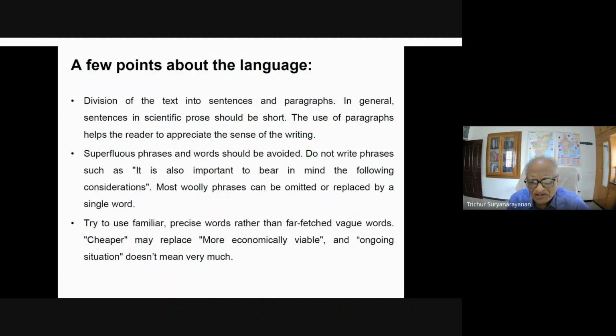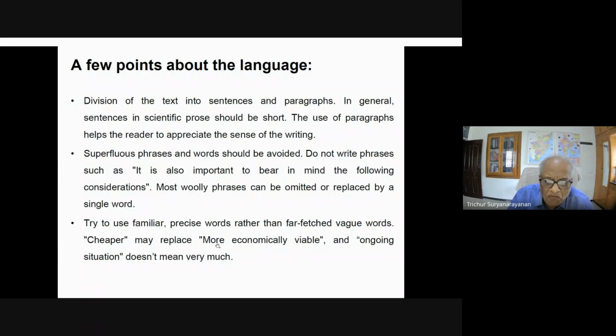And avoid all these superfluous phrases, such as, for example, "it is also important to bear in mind the following considerations." Your paper will be better even without this sentence. It doesn't mean anything, so you can omit this or replace it with a single word. Also try to use familiar, clear, precise words rather than vague words.